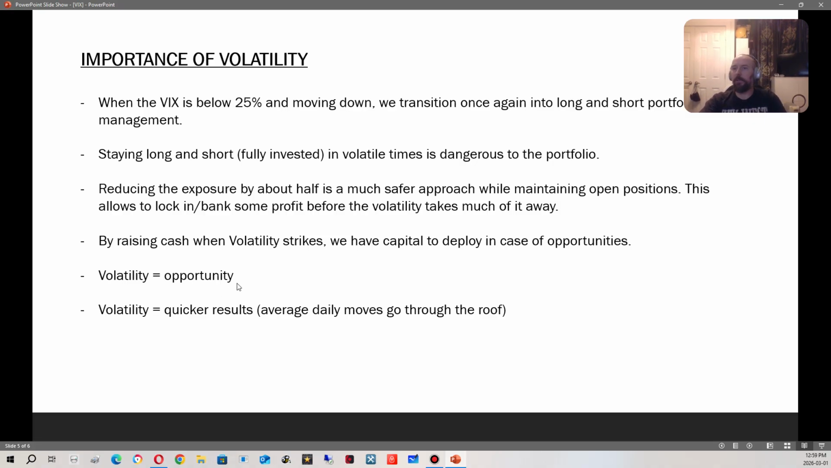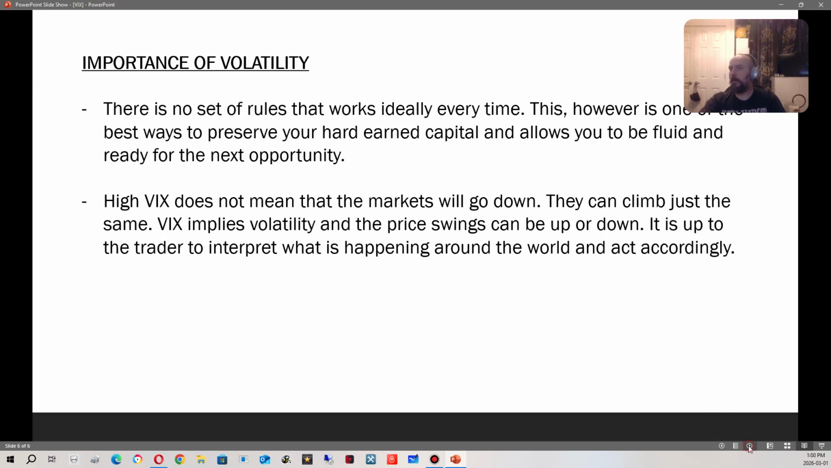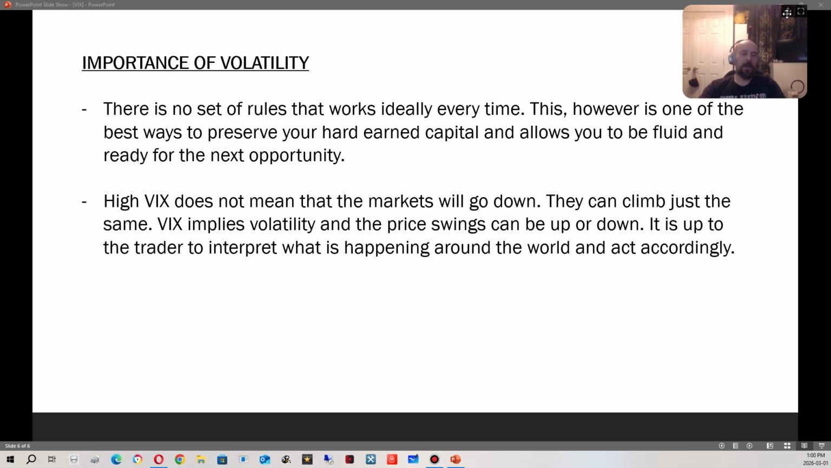Volatility equals opportunity. Volatility equals quicker results. Average daily moves go through the roof when volatility strikes. Importance of volatility: there is no set of rules that works ideally every time, meaning things can happen, VIX goes up, stocks go up, or VIX goes up, stocks go down.